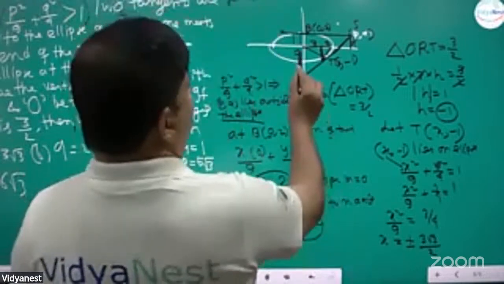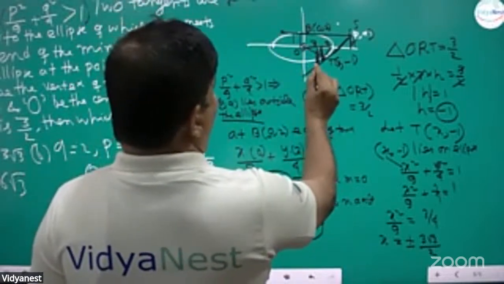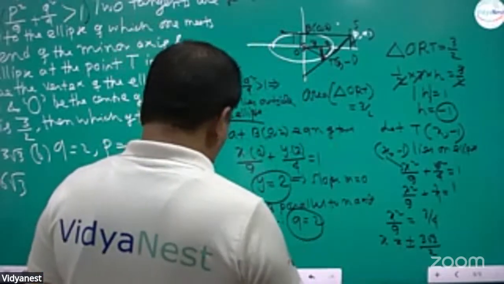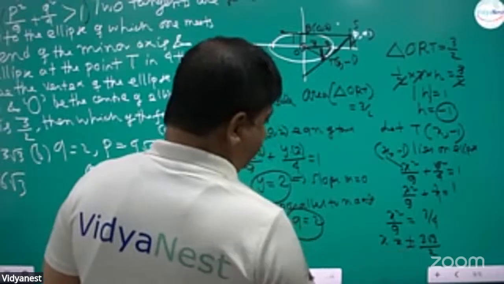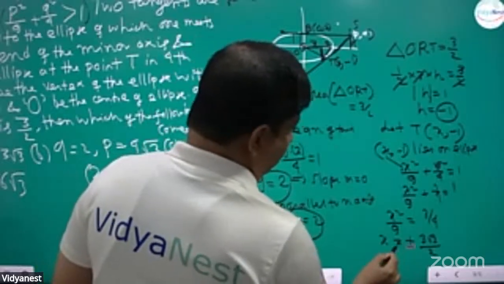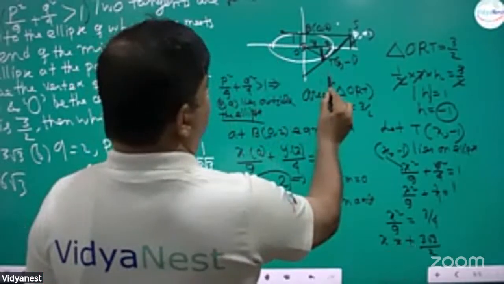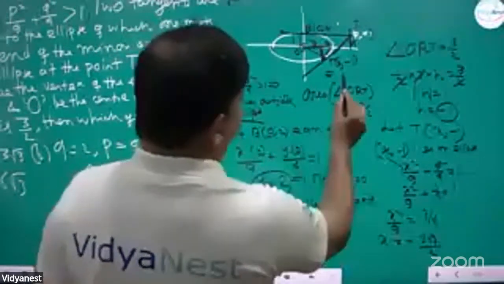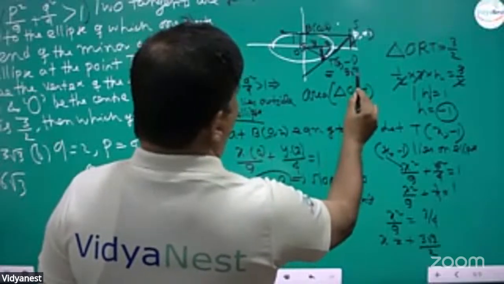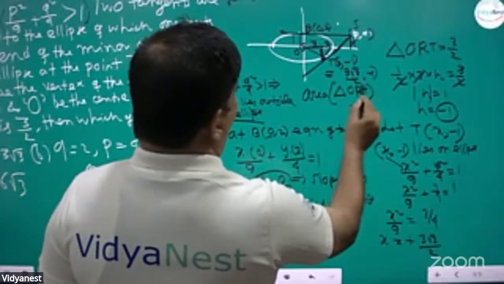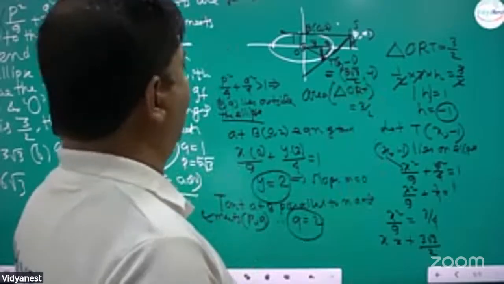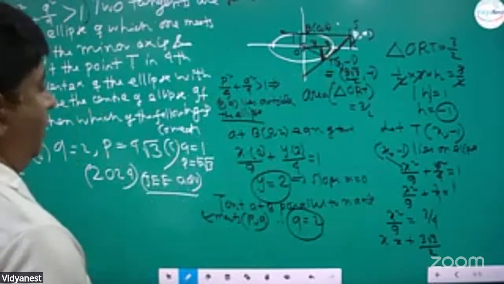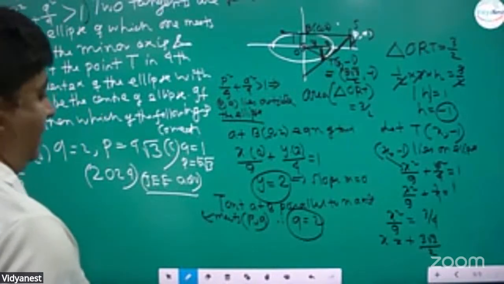But see, x is on the right hand side of the origin, so I will take only the plus value. So this point I have got: (3 root 3 by 2, -1). Now on that point I will draw a tangent. See the outcome.